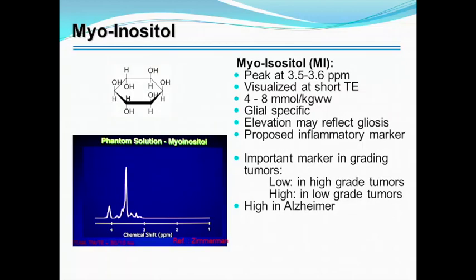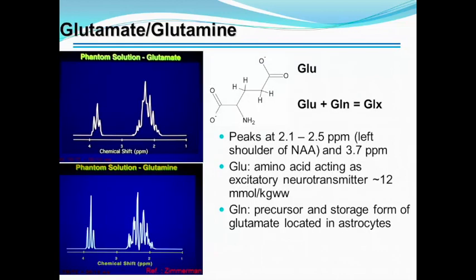Another one is myo-inositol. It's a sugar, and these protons give rise to a peak between 3.5 and 3.6 ppm. It can only be visualized with short echo times. And it's specifically in glial cells. It's not in neurons. So an elevation may reflect gliosis, and it's also a proposed inflammatory marker. It's an important marker in grading tumors because it has been found to be low in high-grade tumors and high in low-grade tumors, and it's also increased in Alzheimer's disease, which probably reflects the inflammatory process in Alzheimer's disease.